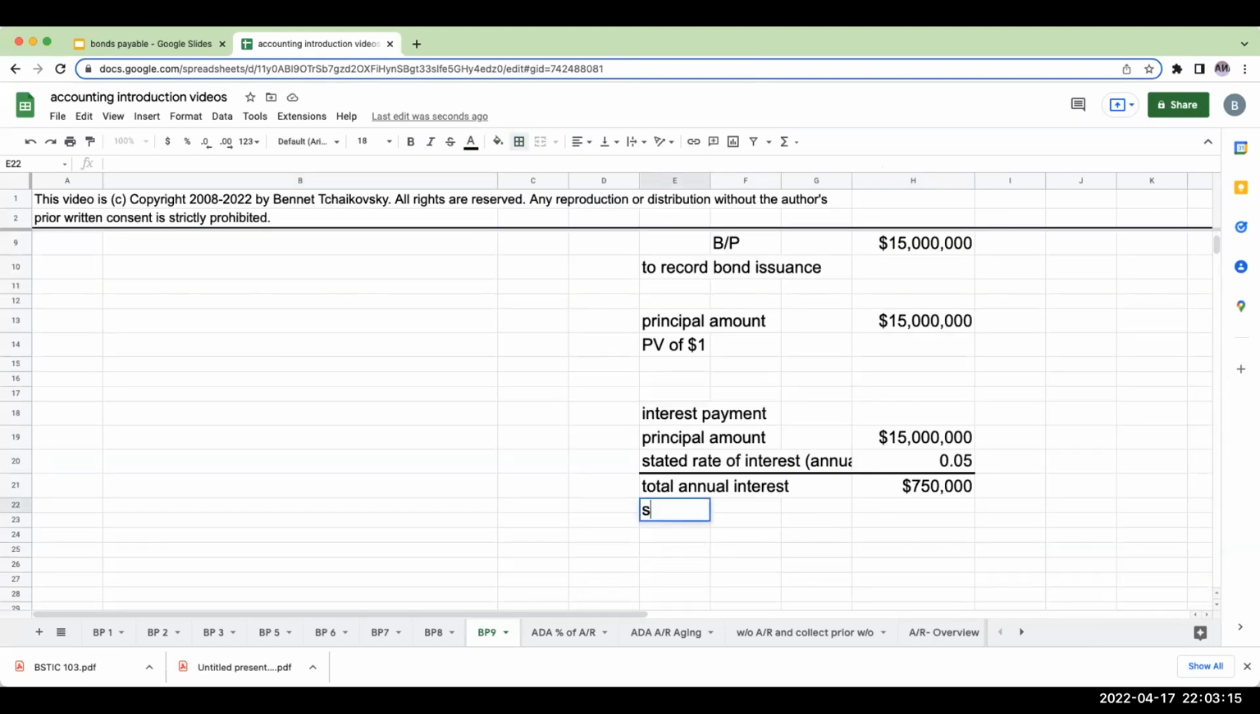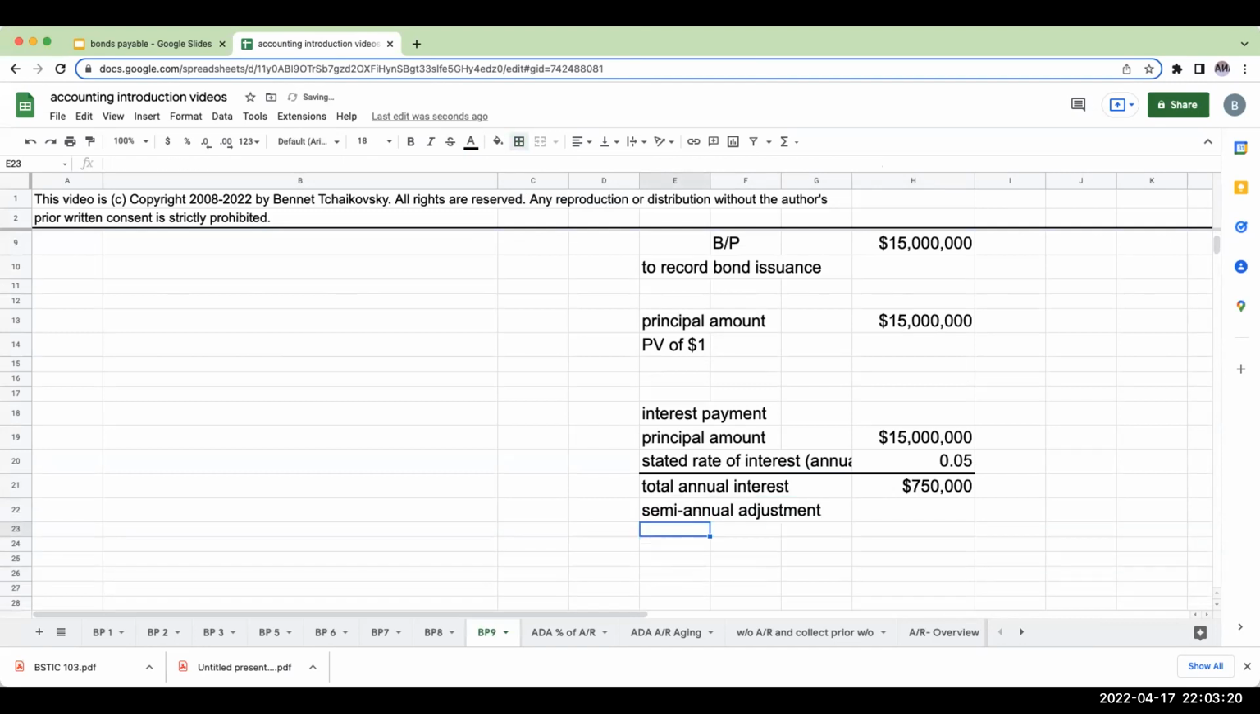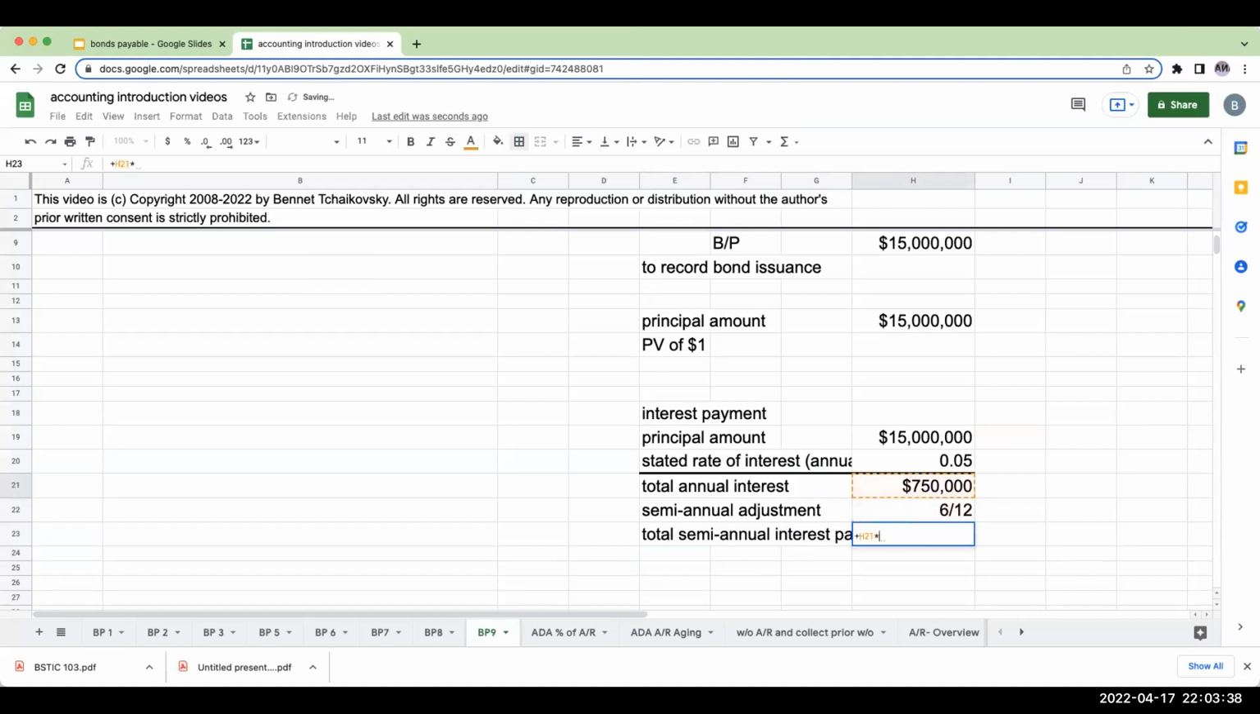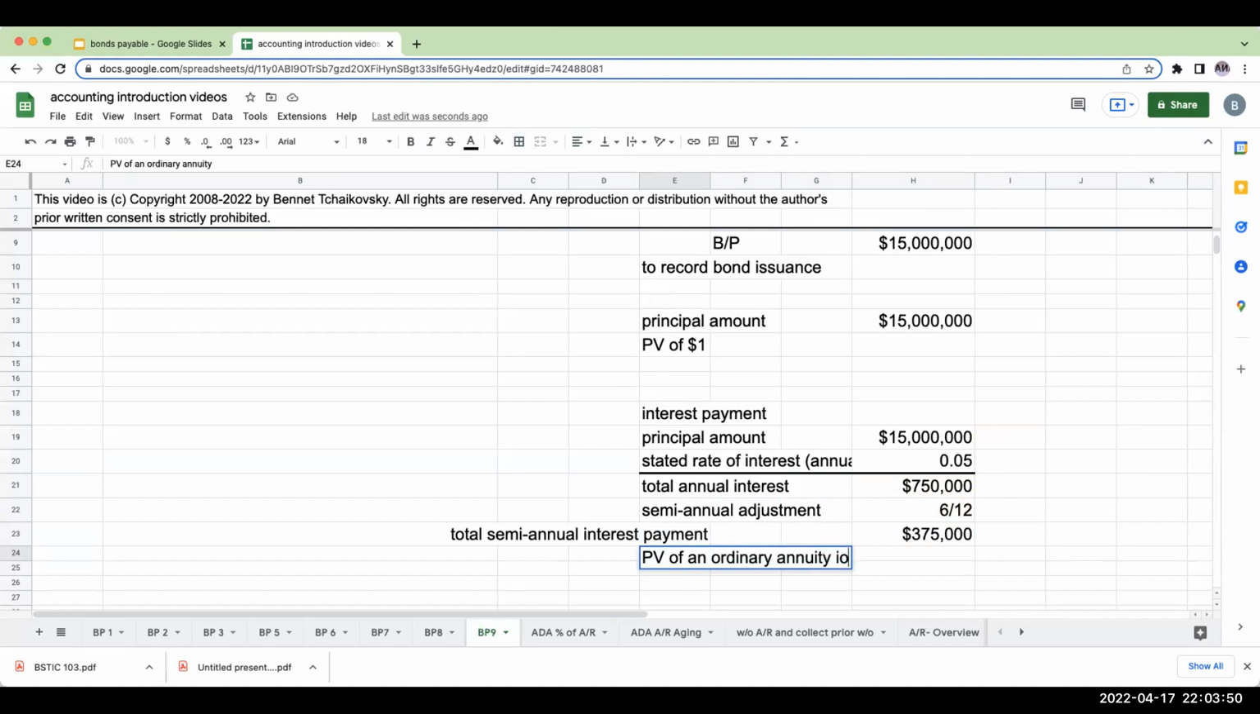So I'm going to multiply this by 6/12, or by 0.5. And so my total semi-annual interest payment is going to be $375,000. Now for this one, I know I'm going to be using present value of an ordinary annuity of $1.